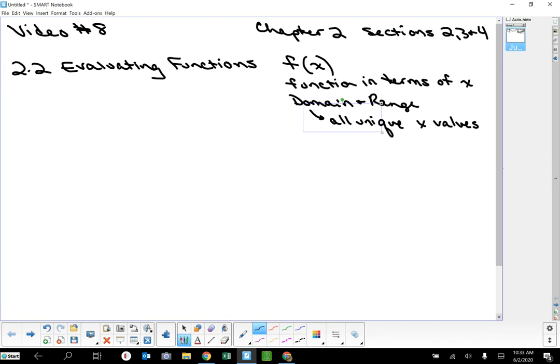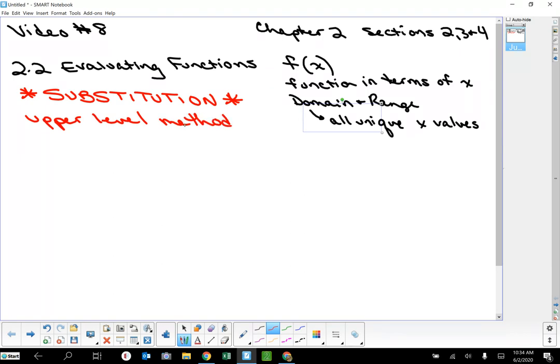Okay, so in this one, evaluating functions, what you're actually doing is substitution. That is the big word. You learned how to do substitution way back in your math career, but this is an upper level method of substitution. So when you hear evaluating functions, that's what I want you to think: substitution. And so here's how this is going to look.